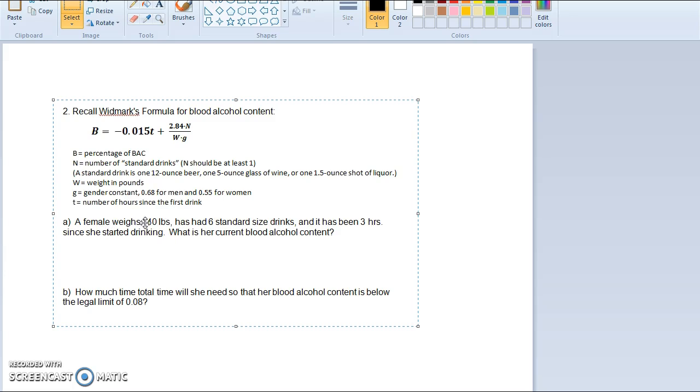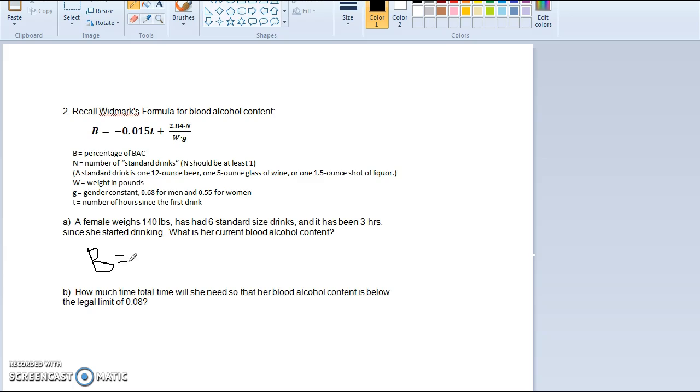So if you have a female and she weighs 140 pounds, she's had 6 drinks, and it's been 3 hours since she started drinking, we could calculate her blood alcohol content. So her blood alcohol content would be B equals negative 0.015, and then we're not going to put in T because we know T. T is 3 hours. So I'll go ahead and put a 3 in here.